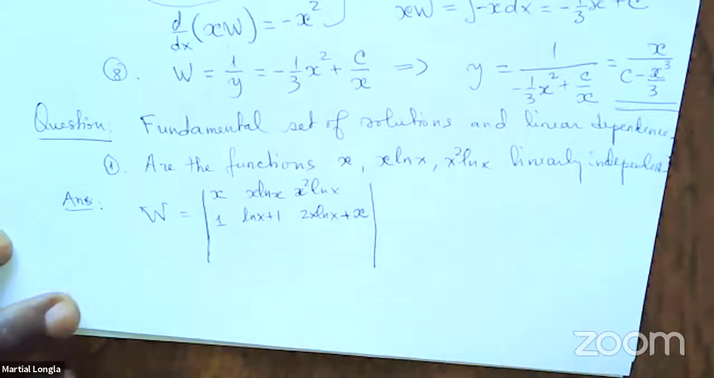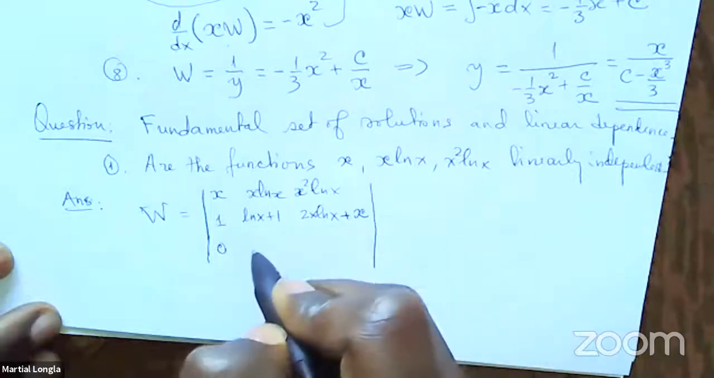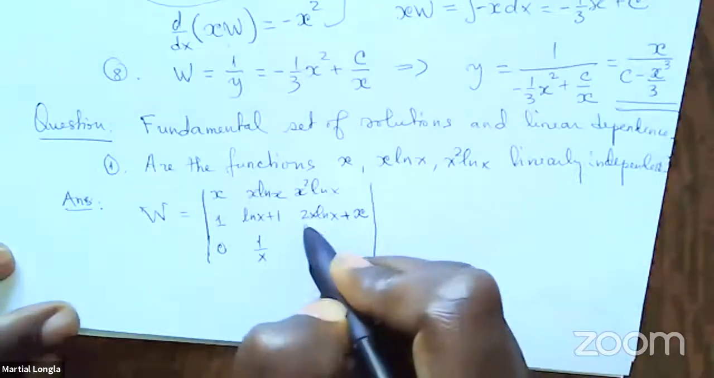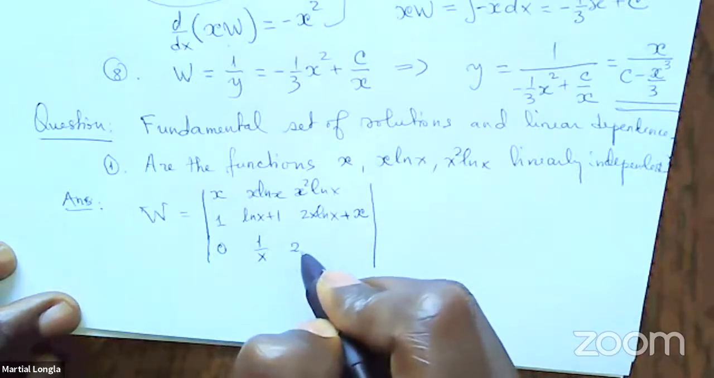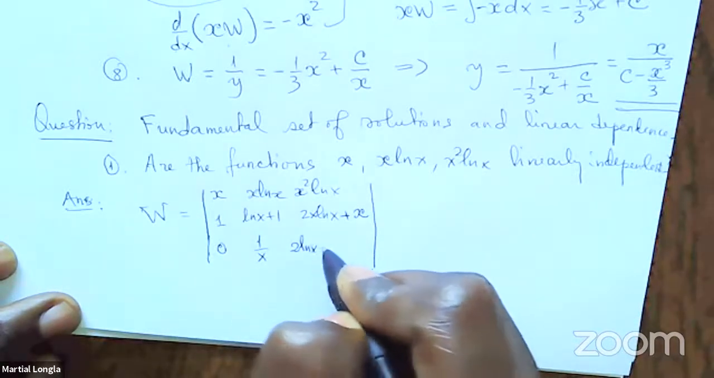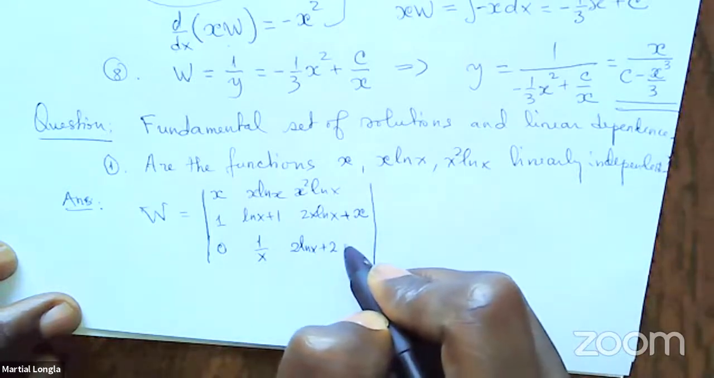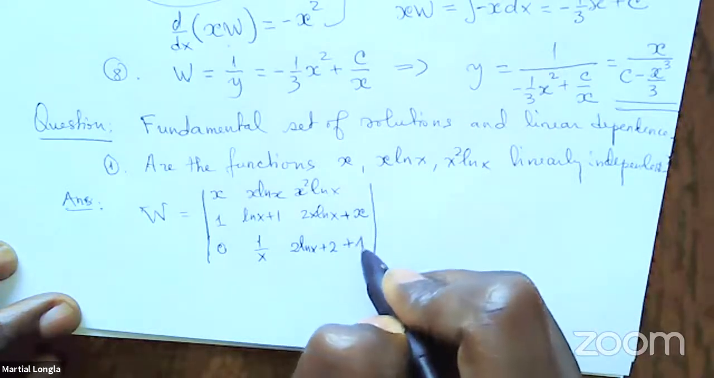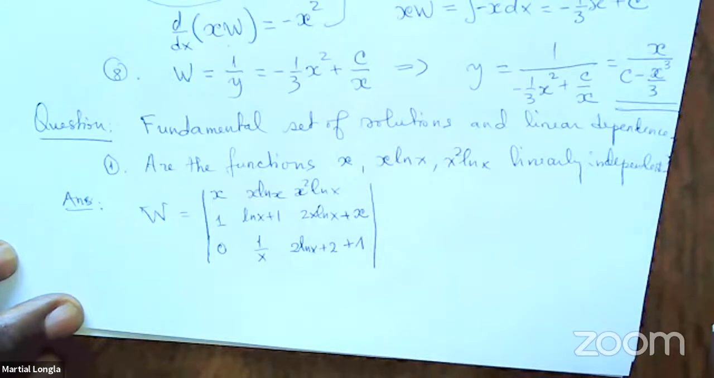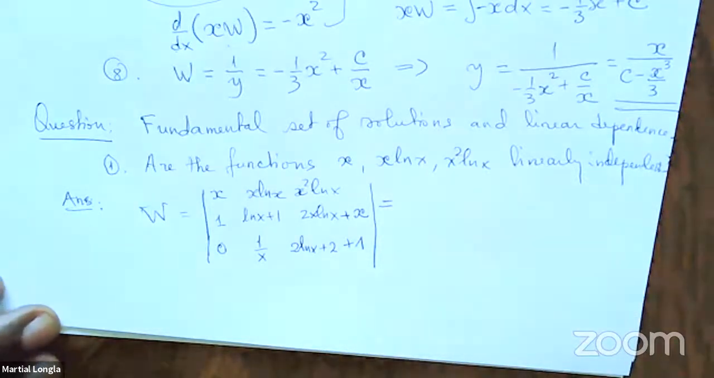Then you get the second derivative. Derivative of 1 is 0. Derivative of this is 1 over x. And derivative here is 2 natural log of x plus 2. And the derivative of x is 1. And then you can compute the Wronskian.